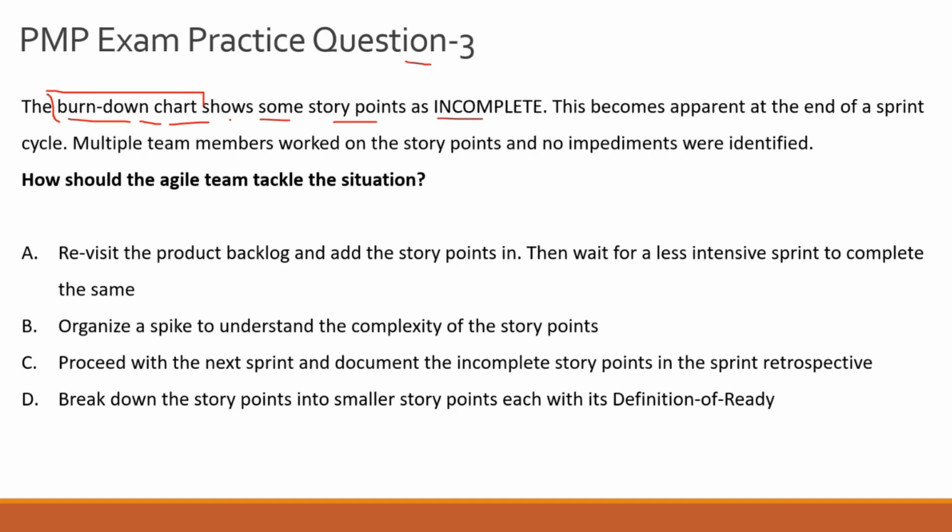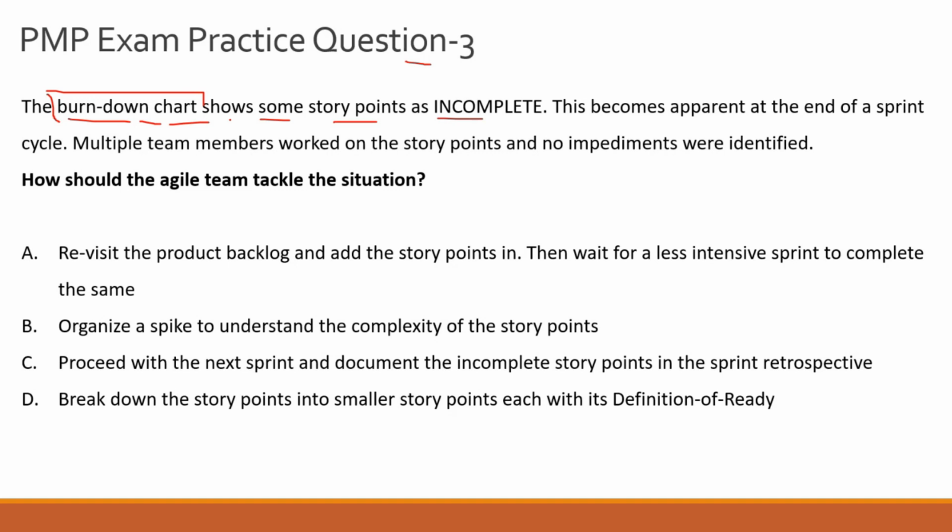Basically, burn down charts are an agile tool which gives you a progress report in terms of the way you are progressing through an agile sprint or an agile iteration. It has a number of story points, and as you complete the story points, your chart burns down in terms of the story points that remain to be completed. It is basically a schedule tracking tool, where your scope is your story points and your schedule is how many story points are left to complete. So that is basically a burn down chart.